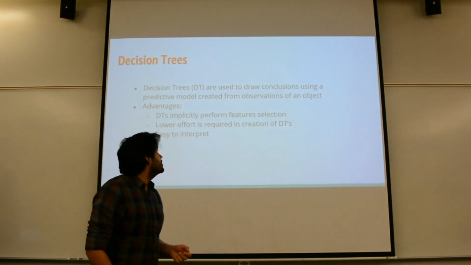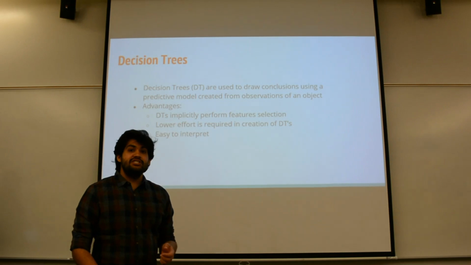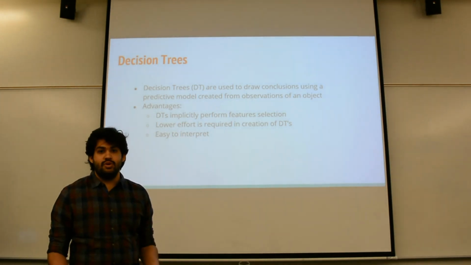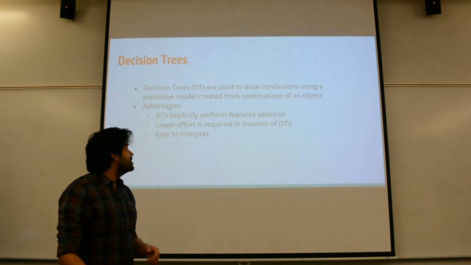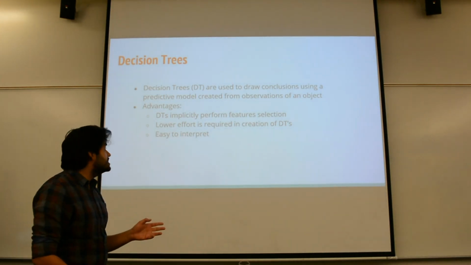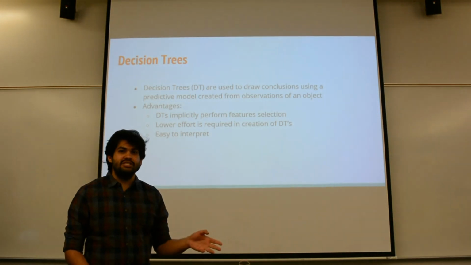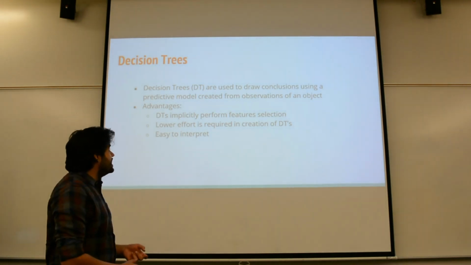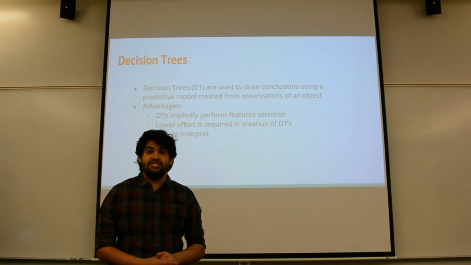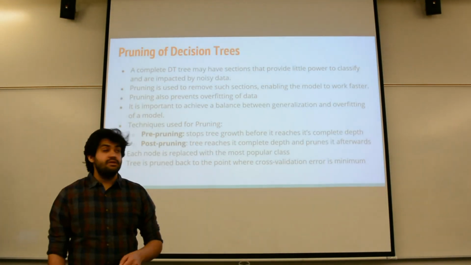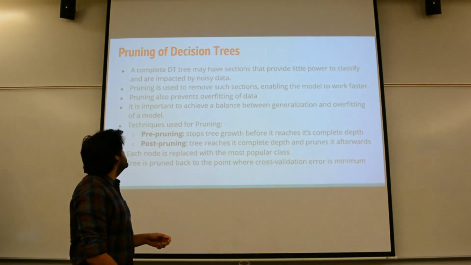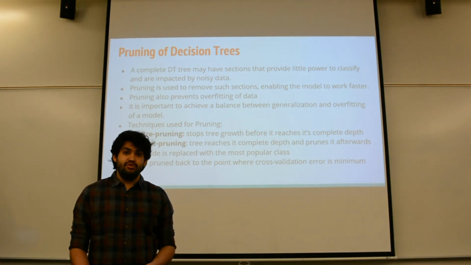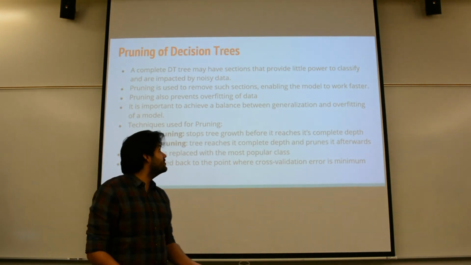Classification can be done using multiple techniques, but decision trees are one of the widely used ones. It is so because it has multiple advantages, such as you can implicitly perform feature selection, it is easy to interpret, and it requires low effort in creation. Decision trees have multiple phases like a growing phase and a pruning phase. We are just going to talk about the pruning phase.